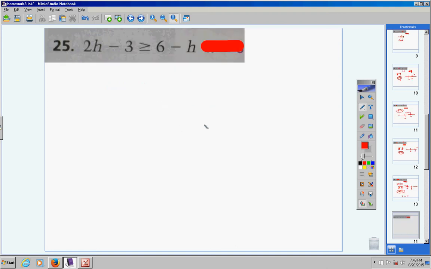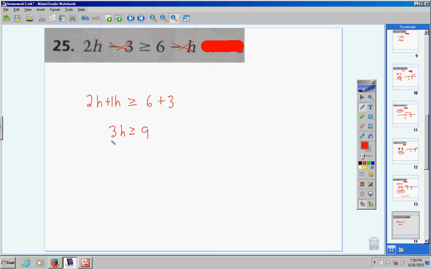Okay, number 25. Alright, here we go. Step 1, simplify both sides. Step 2, eliminate fractions. Step 3, get your variable terms on one side and your constant terms on the other. So here we go. Bring your negative h over, cross that off, and now we have 2h plus h. Bring your negative 3 over, make it a positive 3. So I have positive 6, positive 3. Okay? So positive 2, positive 1 is positive 3. Positive 6, positive 3 is positive 9.